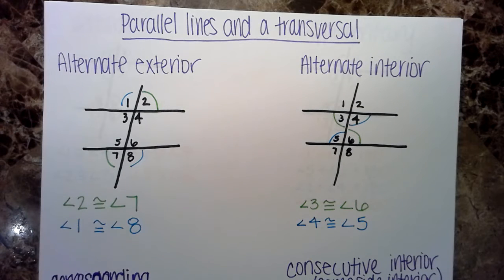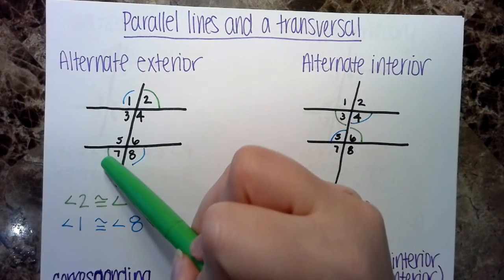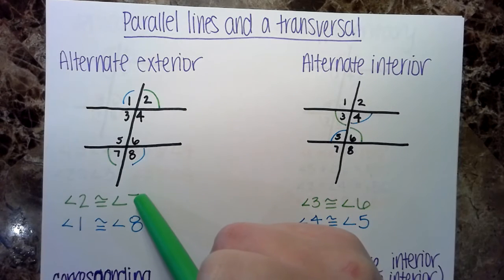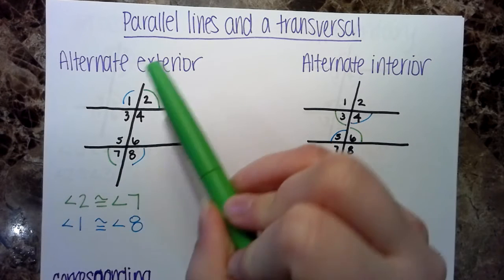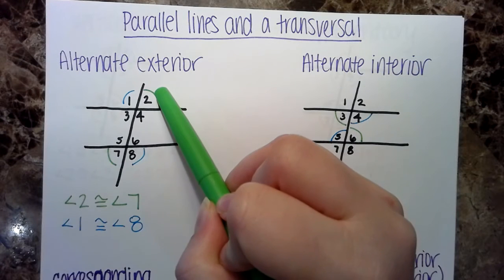Now, there's a couple different angles that we have to know, and we have to learn the characteristics about them so that you can be able to identify them. The first one is alternate exterior angles. These are angles that are outside the parallel lines, opposite of the transversal. So for example, 2 and 7 are alternate exterior angles. That means they're congruent. Congruent means that they're the same degrees. So if angle 7 is 50, that means angle 2 will also be 50 because they're congruent. So these are alternate exterior.